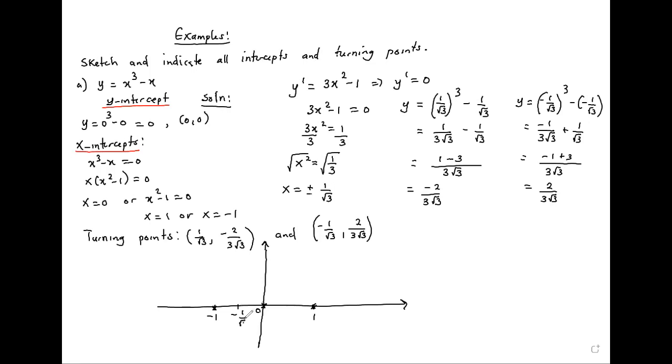-1 over root 3, comma, +2 over 3 root 3. We also have 1 over root 3, comma, -2 over 3 root 3. So we have a turning point here, another turning point there, meaning that our graph is going to be of this shape. Turning there, coming to turn here, and then it goes up.